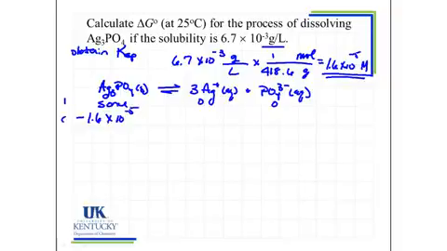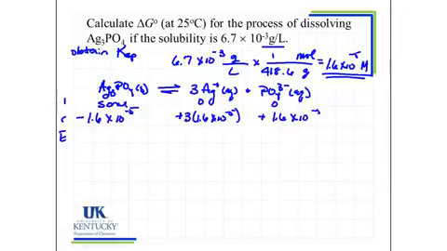This is an ICE table that I'm creating here, and so for every one of these that dissolves, we are going to produce 3 of the silver and we are going to produce 1 of the phosphate. So that's the change line. Now this is a tiny amount, so there'll still be some of the solid sitting on the bottom. I would have 4.8 times 10 to the minus 5 for the silver ion and 1.6 times 10 to the minus 5 for the phosphate ion.